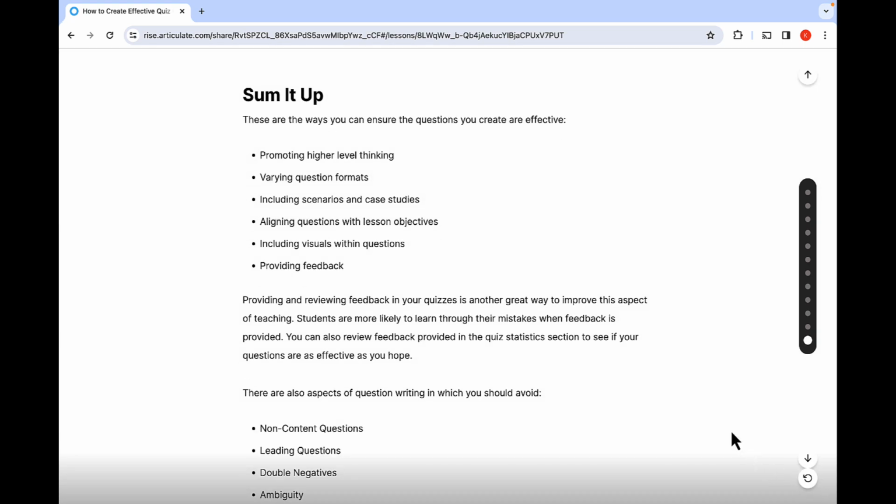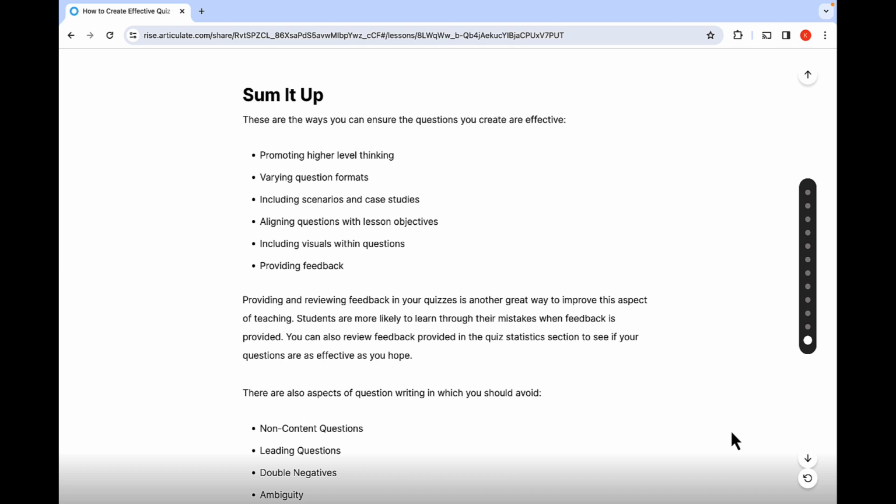Now let's talk about what we've learned. There are ways you can ensure that questions you create are effective: promoting higher level thinking, varying question formats, including scenarios and case studies, aligning questions with lesson objectives, including visuals with questions, providing feedback. Providing and reviewing feedback in your quizzes is another great way to improve this aspect of teaching. Students are more likely to learn through their mistakes when feedback is provided.